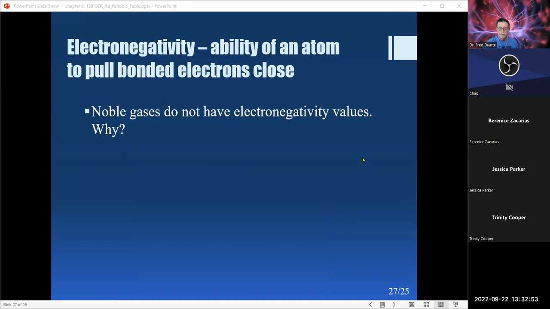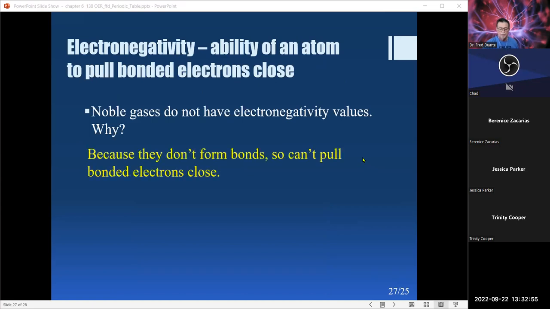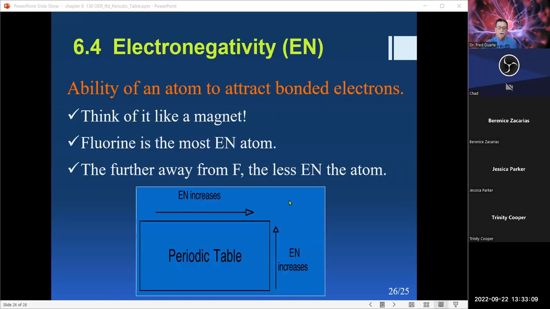Noble gases, obviously, first of all, they don't form bonds, okay? And they don't react because, again, their valence electrons are all done with. They're full, they're happy, and so forth, okay? So don't forget about electronegativity.